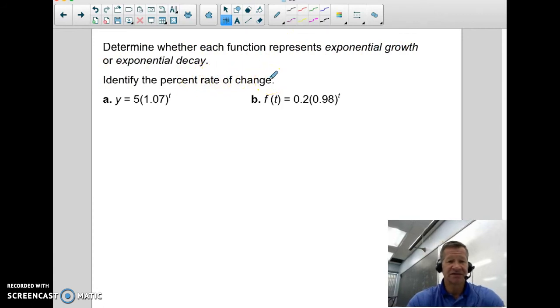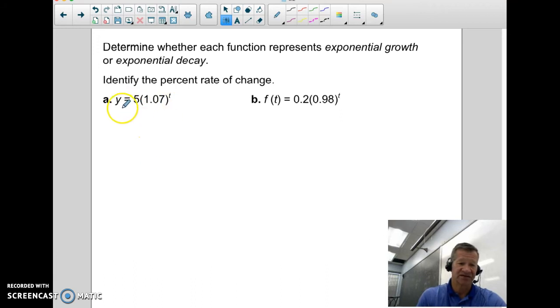So in the last example, we used data to figure out if it was growth or decay. Now we're going to use an equation. Okay, well, it's really quite simple. You only have to look really at one thing. Okay, two things, I guess. First of all, it has to be in the correct form. You have to have a starting value, a rate, and t for time. Okay, and we have that.